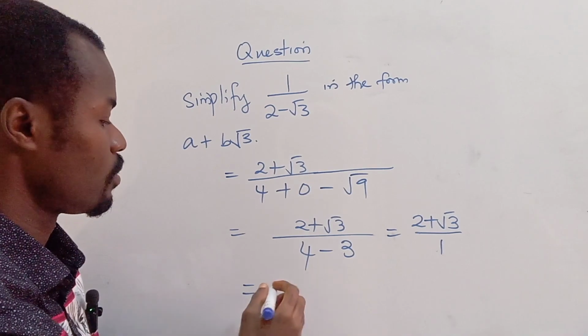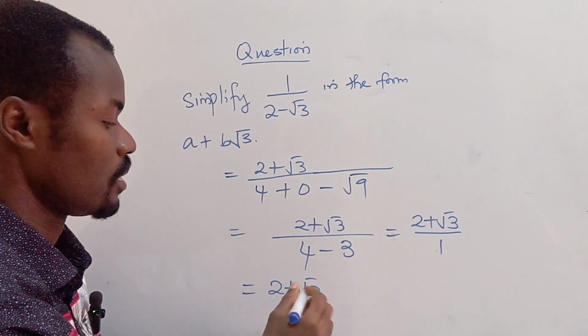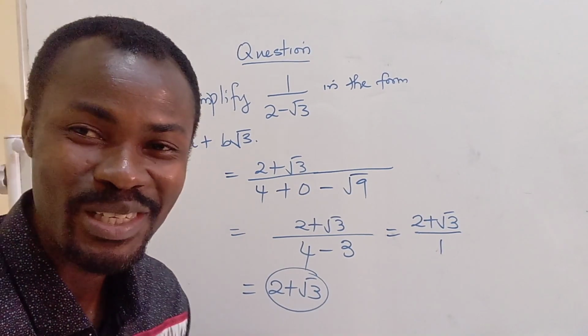Our final answer to this problem is 2 plus 1 root 3. So this gives us the solution to this problem.